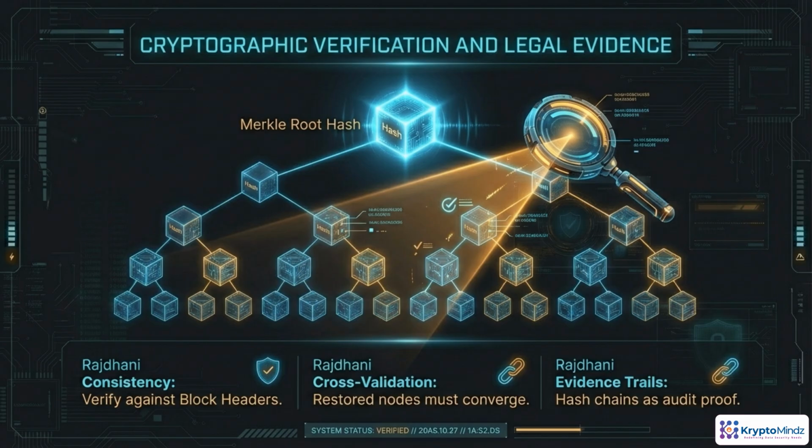Consistency checks compare what a node stores against these roots in block headers. Cross-validation then lets independently restored nodes prove they reached the same state without trusting each other's copies. Over time, the chained hashes across blocks form an audit trail that's extremely hard to forge, supporting legal evidence, investigations, and regulatory assurance.